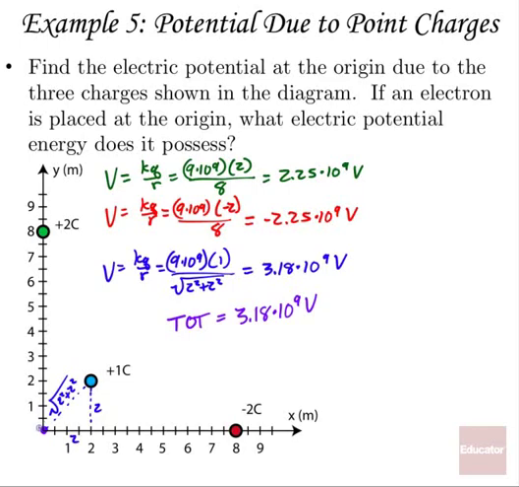Finally, we're asked to find what happens to the electric potential energy if we place an electron at the origin. What's its electric potential energy? Well, let's do that.